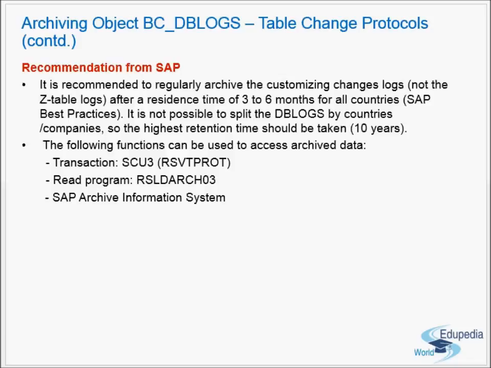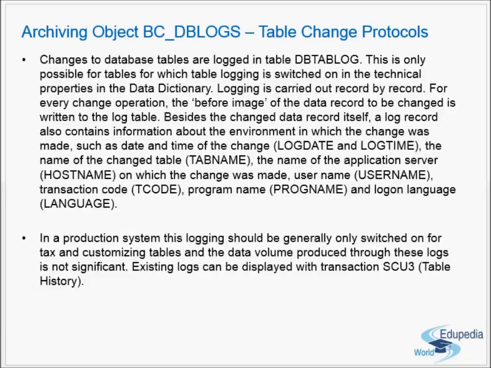So just brushing up what we have learned about this DBTABLOG table. Once we activate table logging via SE11 or SE13 for any table, that information is captured in the DBTABLOG table. This is a very important table. It shows you the data, the before image, the old value, and the new value. It shows what table is changed, at what date, what time, the table name, on which application server the change was made, which user changed it, through which transaction code, program, and even the logon language.